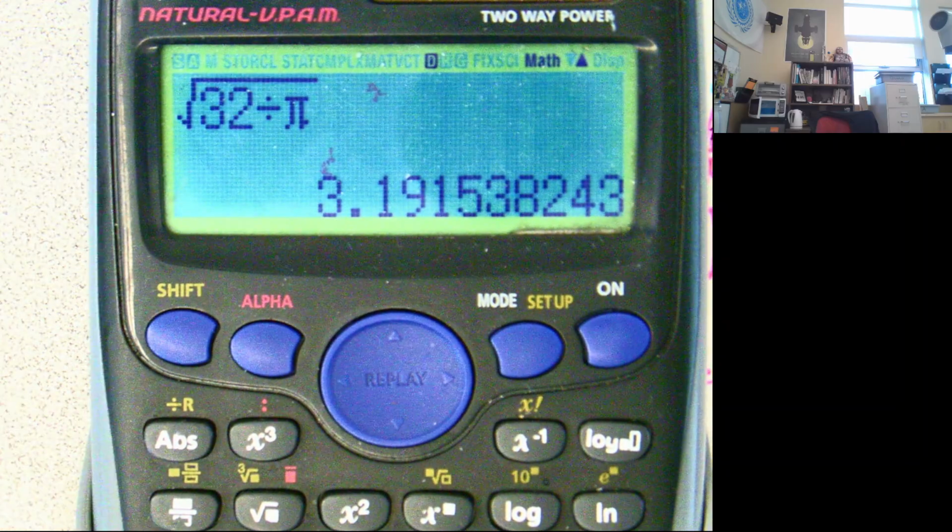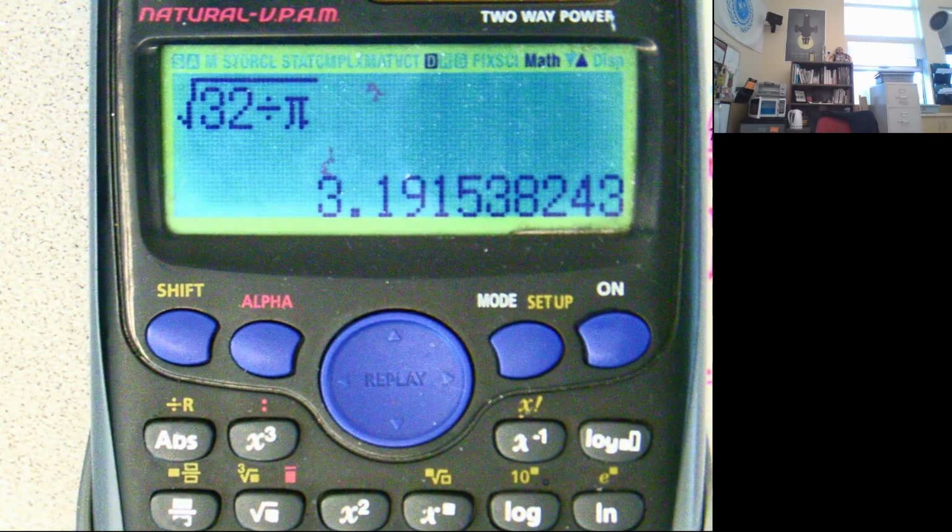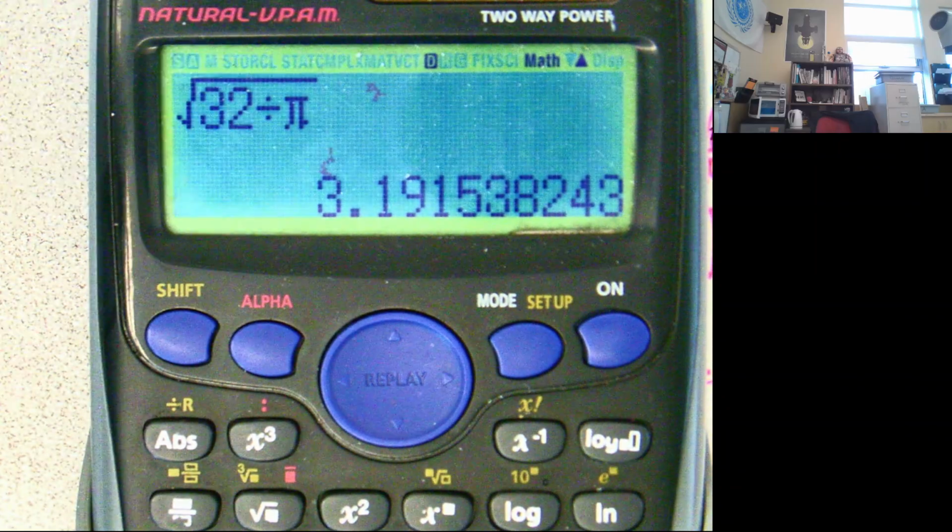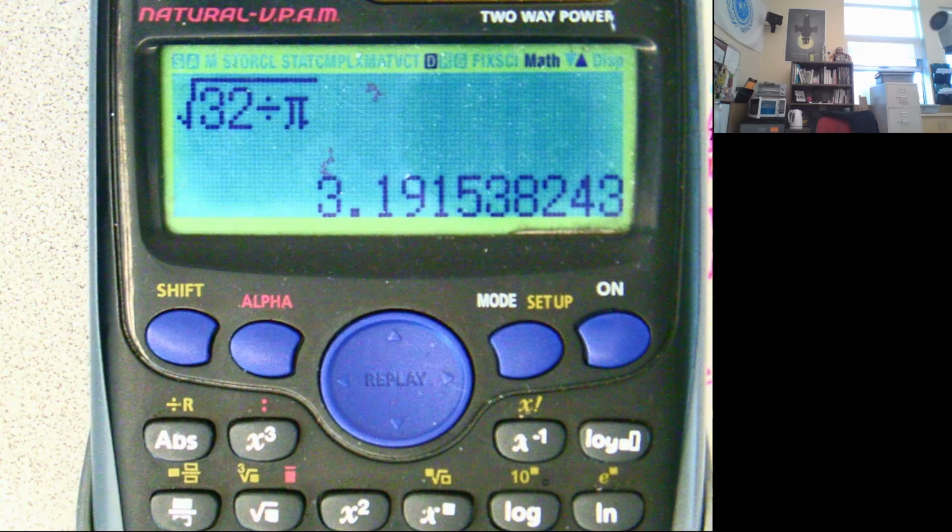The radius of that circle is 3.2 centimeters. That's how you shove that into a calculator. It would do that kind of thing. Yes, sir. You probably did the square root of 32 divided by pi. What kind of calculator do you have? This Casio?